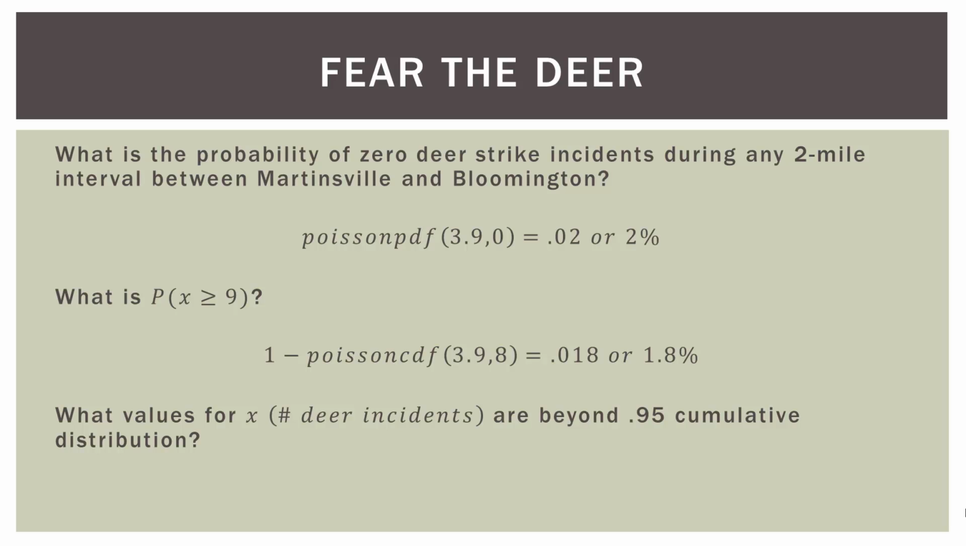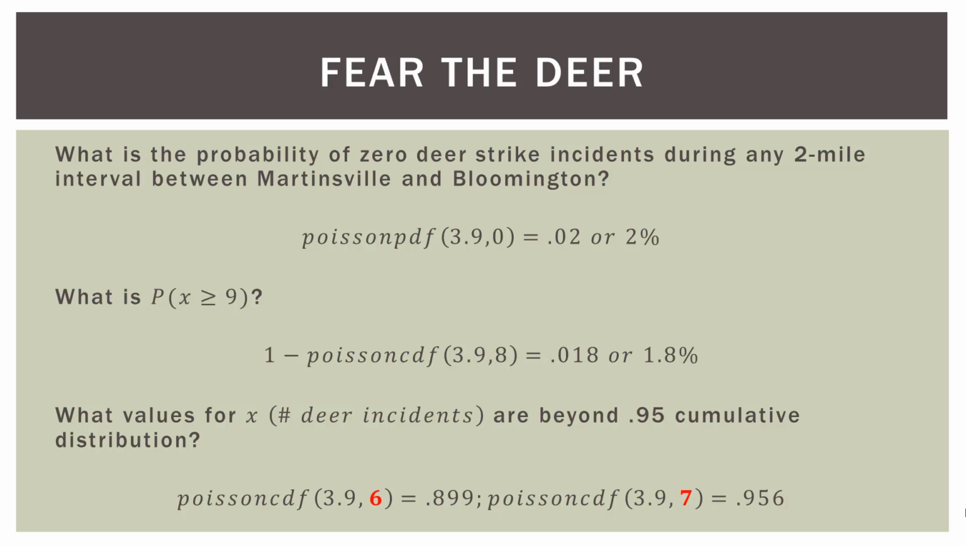So we can start at 0, and we have a cumulative distribution that keeps going up and up and up. And at some point, we're going to cross over this 0.95 region in our cumulative probability. And our question is, where is that point? Well, if we do the cumulative distribution up to 6 deer incidents, we get 0.899. If we go up to 7, we get 0.956. So between 6 and 7 is where we cross the 0.95, or 95%, cumulative distribution.